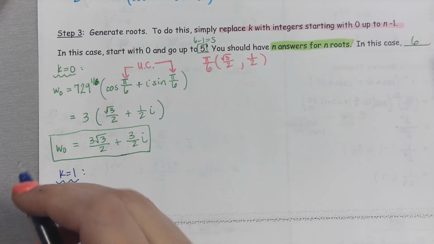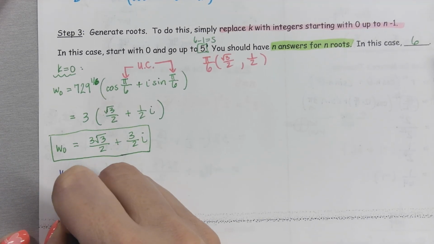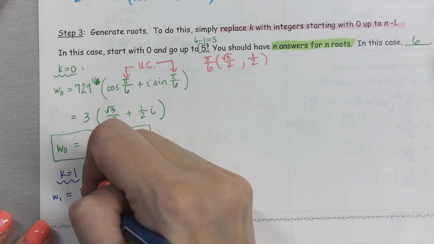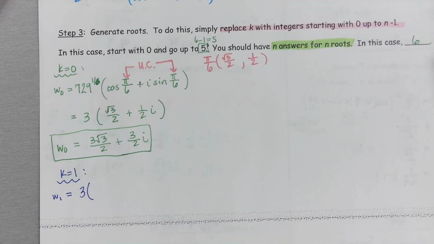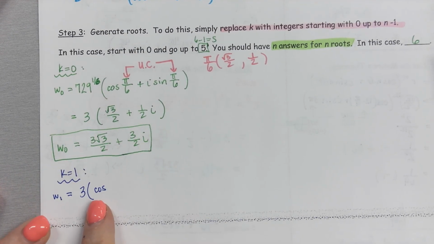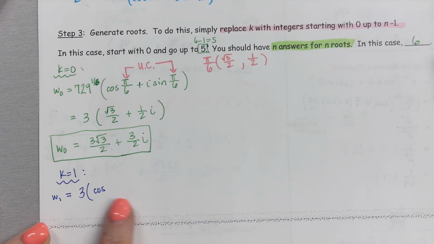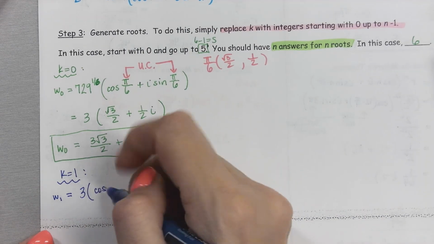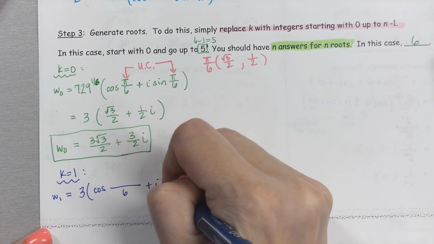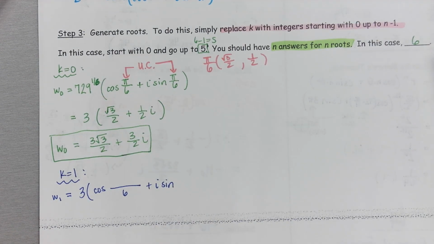For k equals 1, w sub 1 equals, it's always going to be 729 to the 1/6, so we can just start writing 3 in front, that's fine. And then I want you to plug 1 in for k and write what that's going to be. So use the general form of that equation.